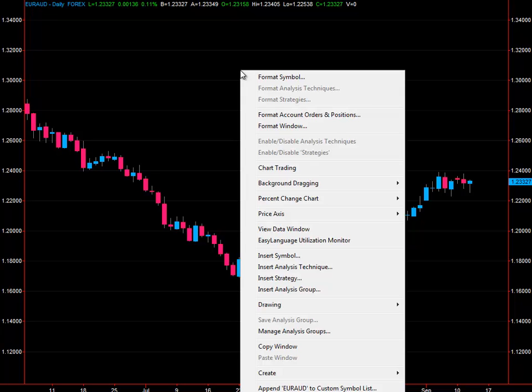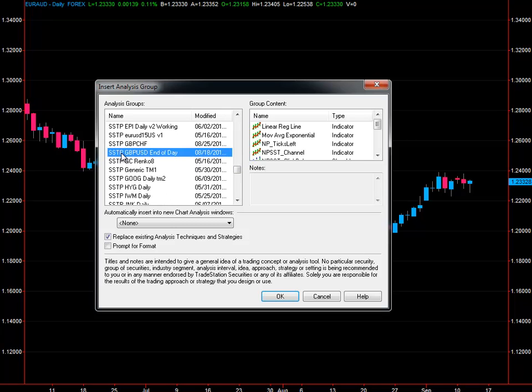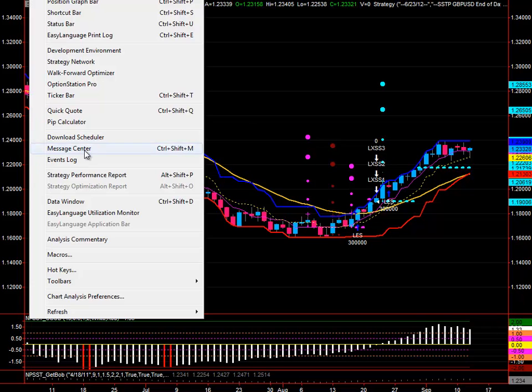So if I right-click on the chart, I can go to Insert Analysis Group and scroll down. Let's look at the first one, which was the British pound. That's the one that I've been using as a model for the rest. And let's take a look and see how this would have done over the last 5 years if we had this exact same plan on this chart. All right, so you can see some trades here. Let's take a look at the performance report.